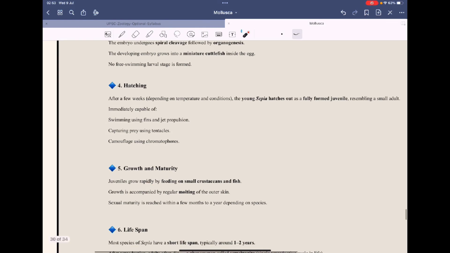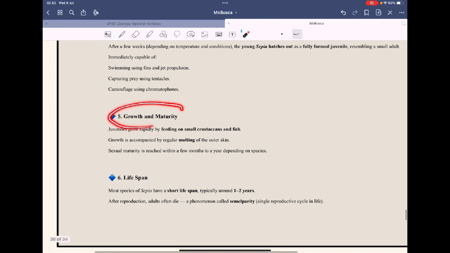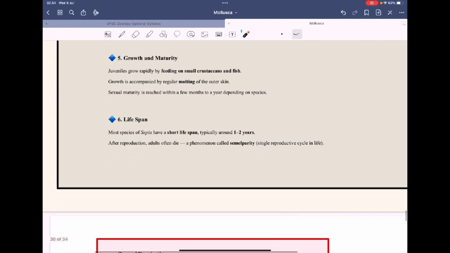There will be spiral cleavage. It will hatch, and slowly it will use the tentacles to prey on food. It will develop the chromatophores, and slowly it will grow and mature in order to form the adult. Finally it will form an adult, and its normal lifespan is around 1 to 2 years.